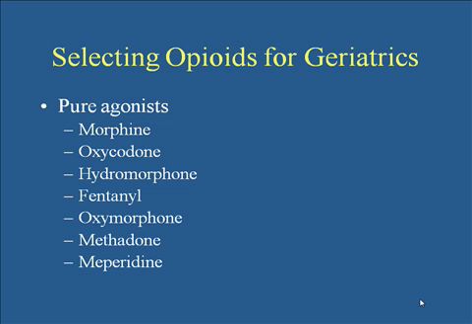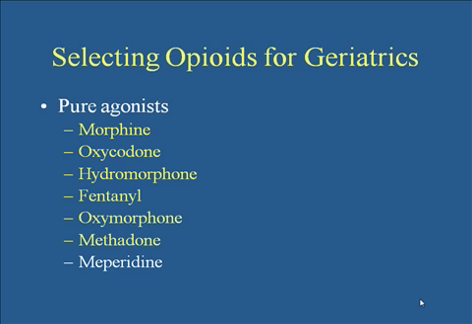Looking at opioids for geriatrics, looking at the pure agonists, what pure agonists mean is that they basically do not have a ceiling effect. They're often limited by adverse effects as the dose-limiting factor. But the pure agonists are listed here. The ones that I tend to like are listed in the yellowish gold type color. The only one I really don't like is meperidine. And this is not an exhaustive list. I realize that there are other ones that are out there.